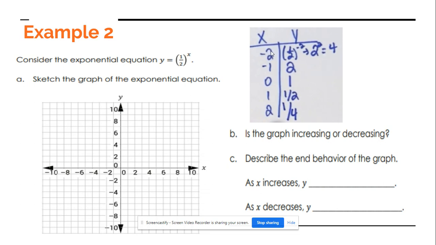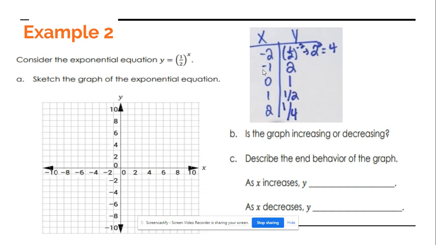When x is -2, you are going to go ahead and substitute that in. So you would have 1/2 to the -2 power. Remember, no exponent can stay negative. So what we would do is rewrite that with a positive exponent. That would be 2 to the second power, and 2 to the second power, or 2 squared, is 4.